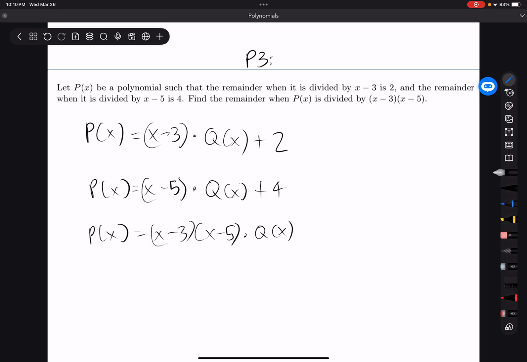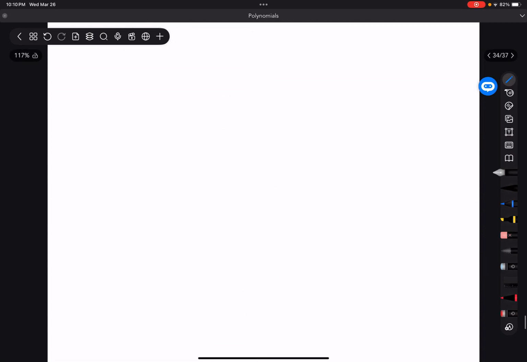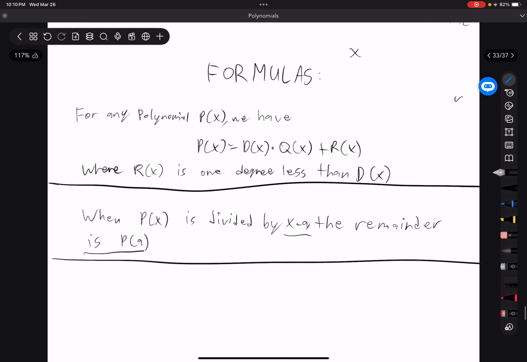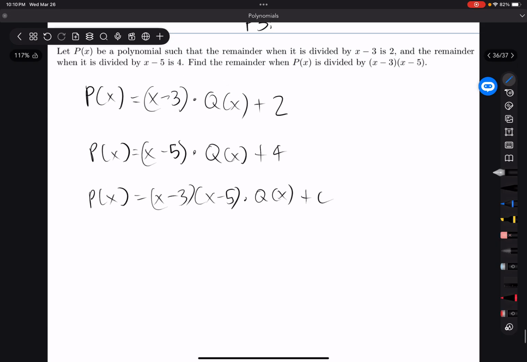Now we need to find our r of x. You might be tempted to just say, okay, plug in some random value c. But look back at our formula again, where r of x is 1 degree less than d of x. What is our d of x? It would only be equal to c if our d of x is linear. But in this case, our d of x is quadratic because its degree is 2 when you expand this out. So we actually cannot represent this as just c. We have to represent it in a linear form. So for example, linear form would be ax plus b.